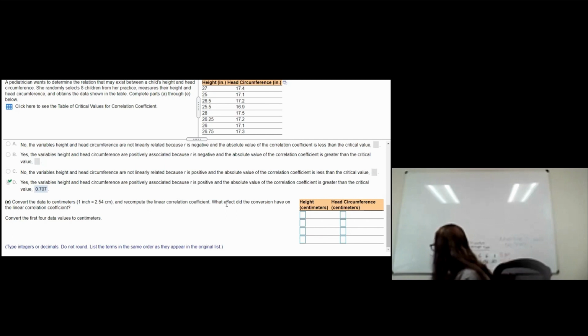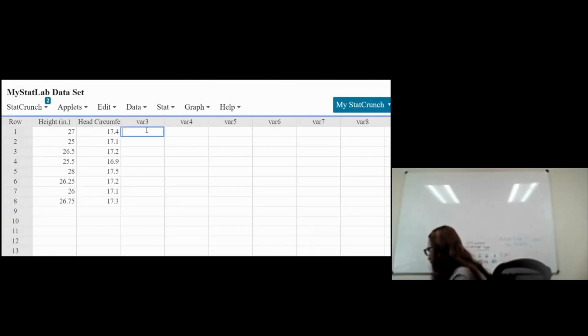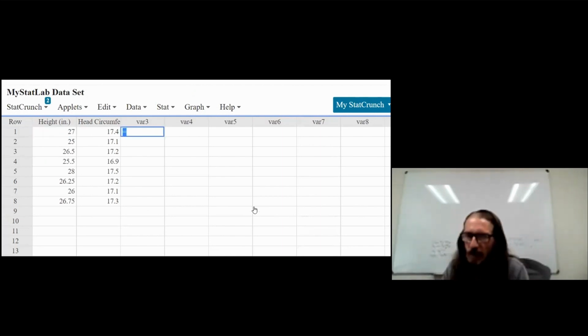Now, given that 1 inch is equal to 2.54 centimeters, we take what was in inches, both for the height and the head circumference, and convert it to centimeters. Something similar can be done on the TI-84 or even Excel.